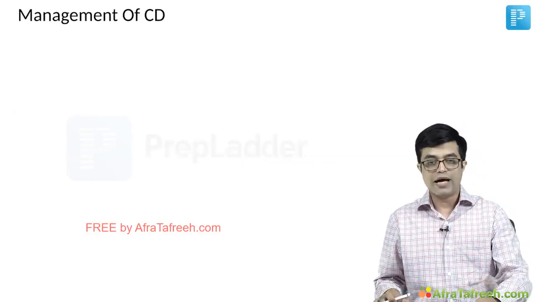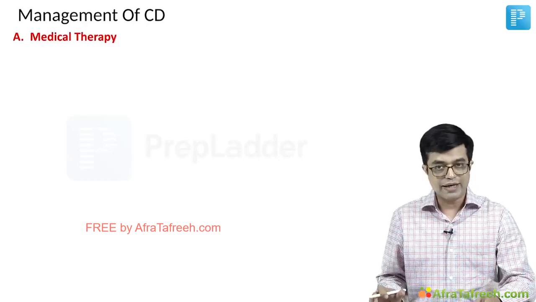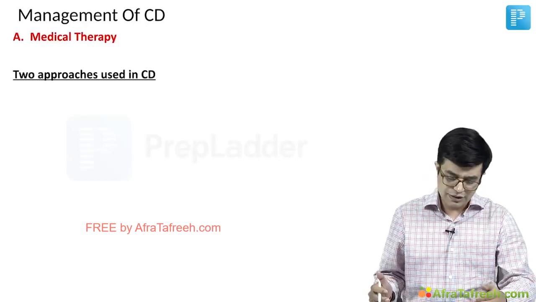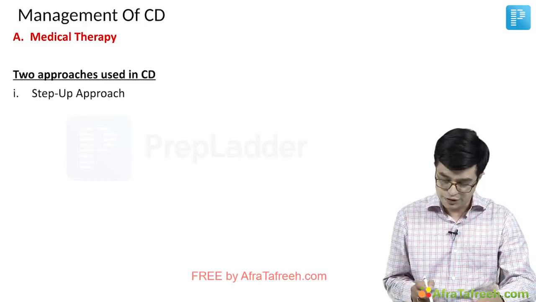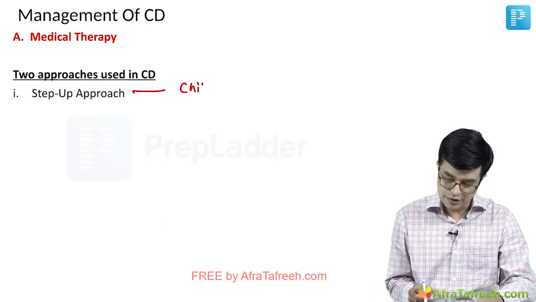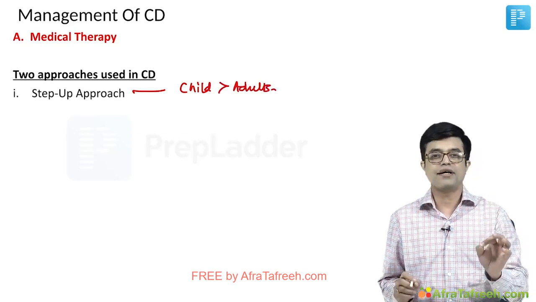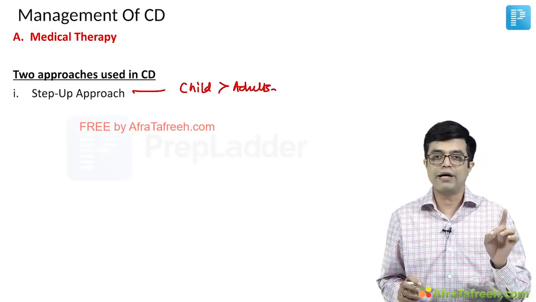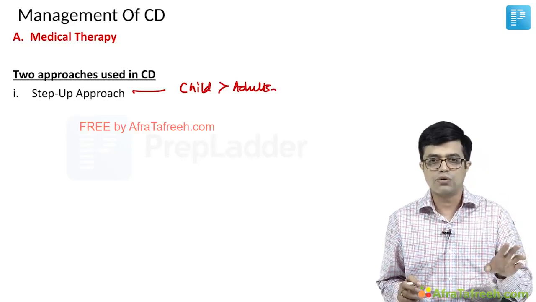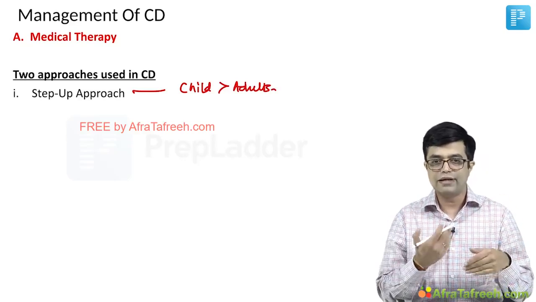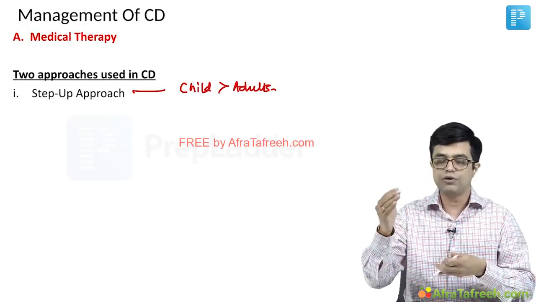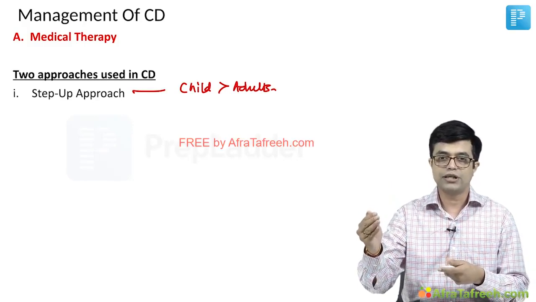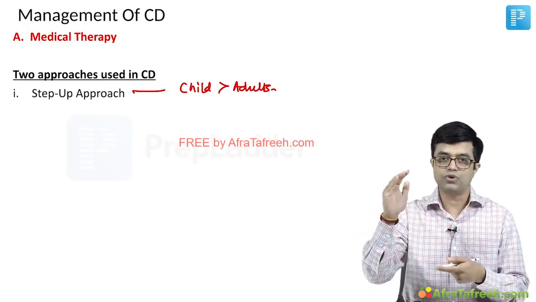Now, how are you going to manage these patients? First is medical therapy. Usually there are two approaches used in Crohn's disease. The first approach is the step-up approach, which is more commonly used in children compared to adults. In the step-up approach, we initially start with a mild agent like 5-aminosalicylic acid with or without corticosteroid. Then if there is no response, we go to a steroid-sparing agent. If there is no response, we go for stronger agents like biological agents. This is the step-up approach, right?